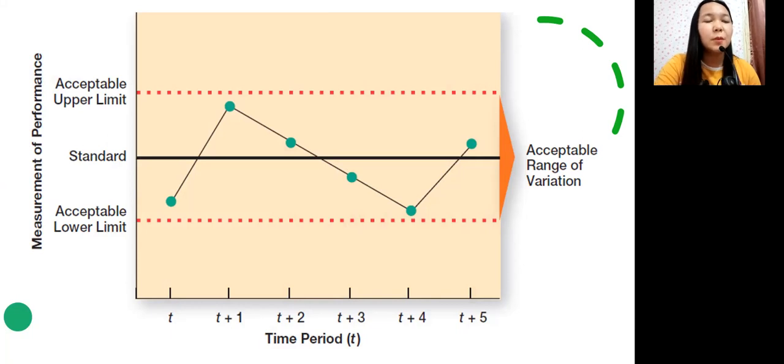So, itong time period to, for example, month 1, month 2, month 3, month 4, month 5, ganyan. So, as you can see here, pasok naman siya lahat, right? Pasok siya sa standard. So, pag lumampas siya, ibig sabihin, meron kailangan gawin para bumalik siya sa acceptable range of variation. Okay, so let us just recap. I hope you are taking notes. First is to measure performance, and number 2 is to compare actual performance with a standard.